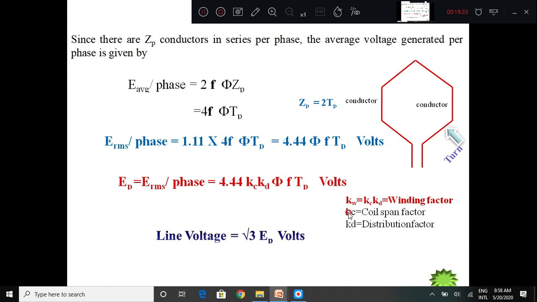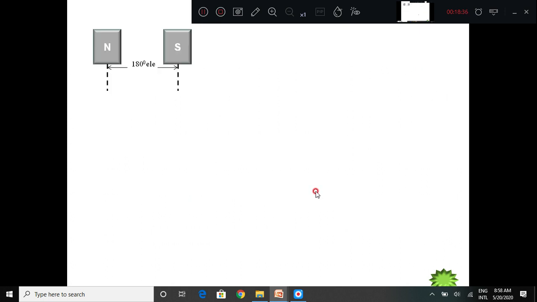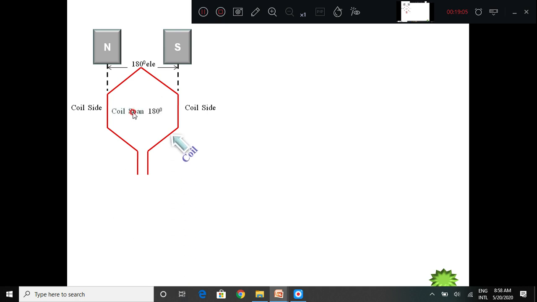Then regarding Kc and Kd, I will give a small explanation. The angular displacement between N and S is 180 degrees electrical. The coil side is nothing but a bunch of conductors placed between N and S, so the span is 180 degrees. They are connected here and become a coil, and if the span is 180 degrees, then this winding is called a full pitch winding.